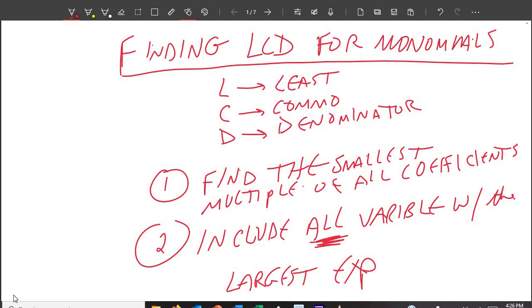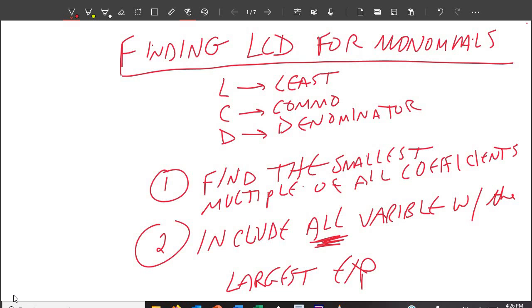All right, so the next section is going to be adding and subtracting rational expressions. In order to add and subtract fractions, you have to have a common denominator. So before we get to the adding and subtracting, I want to talk about how to find the common denominator. We've got two types of problems, monomials and polynomials. We'll start with the monomials.